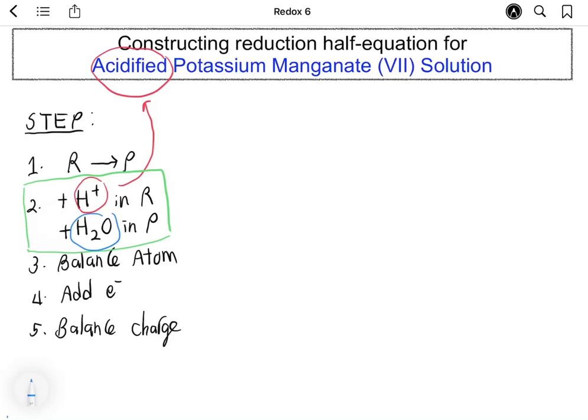So let's begin with step 1. The reactant is manganate ion, MnO4-, and the product is manganese ion, Mn2+.